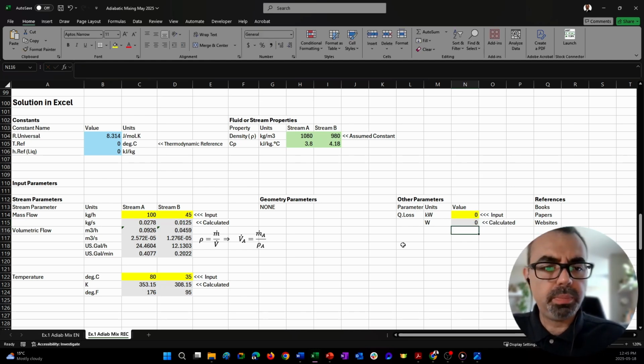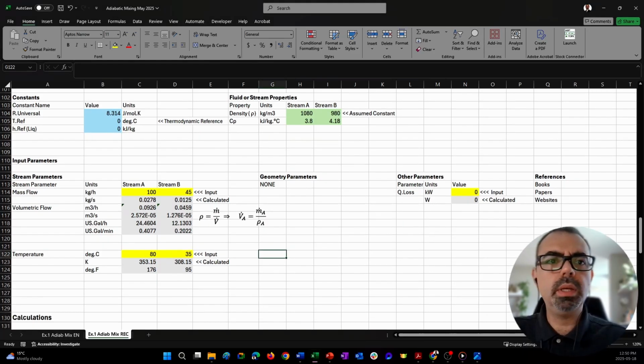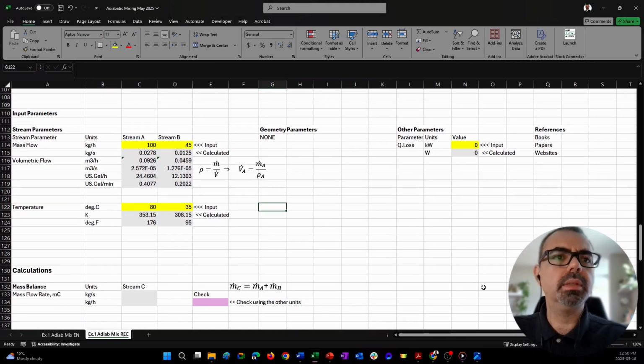Now let's go and complete the mass and energy balance calculations. We're going to start with the mass balance. So this is very simple. From the solution steps, we saw that the mass balance of stream C is just the summation of streams A and B. So I'm just going to proceed with that.